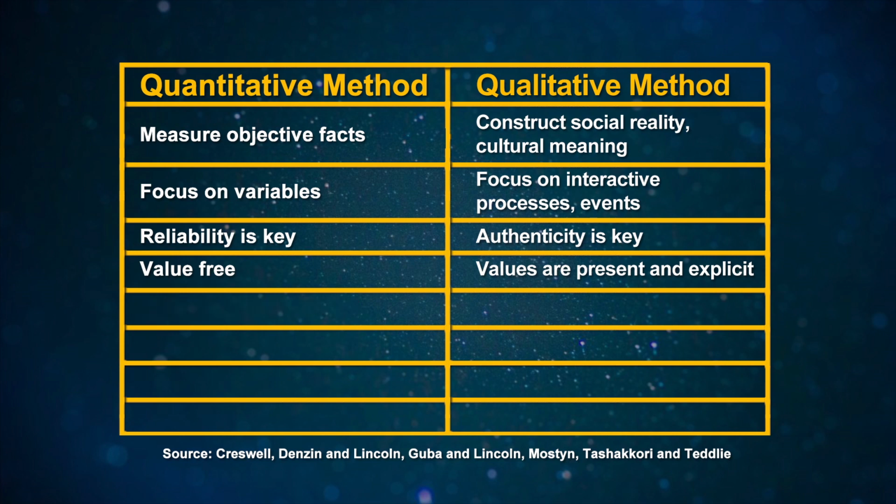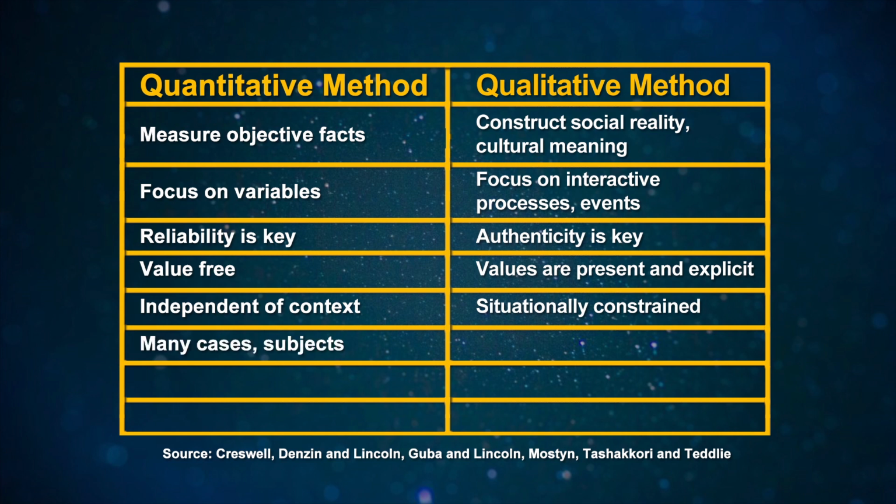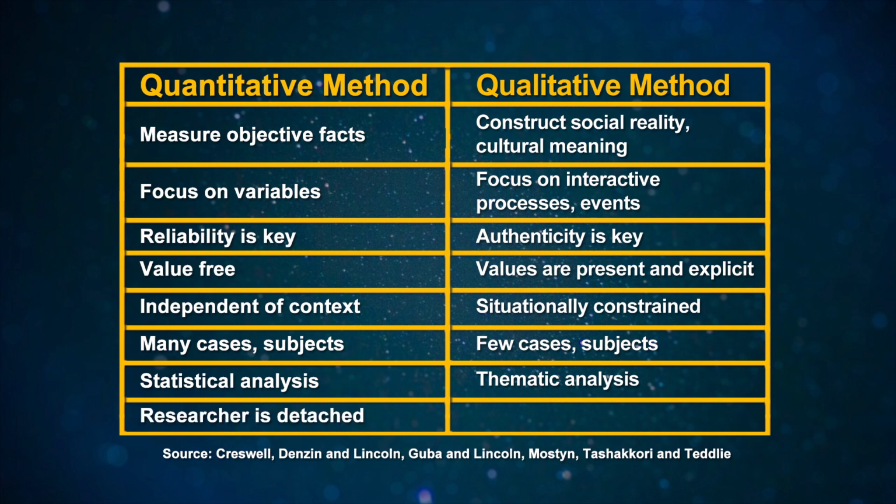In the quantitative method, it is independent of context, whereas in qualitative, it is situationally constrained. In the quantitative method, there are many cases and many subjects, whereas in qualitative, there are few cases and few subjects. In the quantitative method, there is statistical analysis, and thematic analysis is present in the qualitative method. Lastly, in the quantitative method, the researcher is detached, whereas in the qualitative method, the researcher is involved. Let us summarize the whole session.